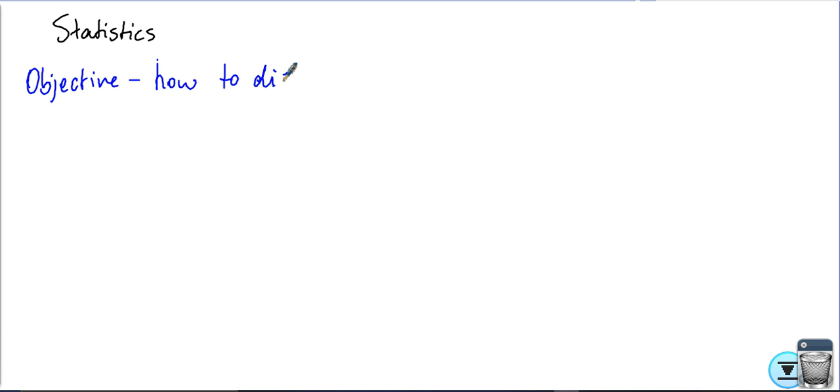Dear students, today we're going to continue our topics of statistics, and today we're going to focus on displaying data. Our objective for today is that by the end of the lesson we will learn how to display data using bar graphs.